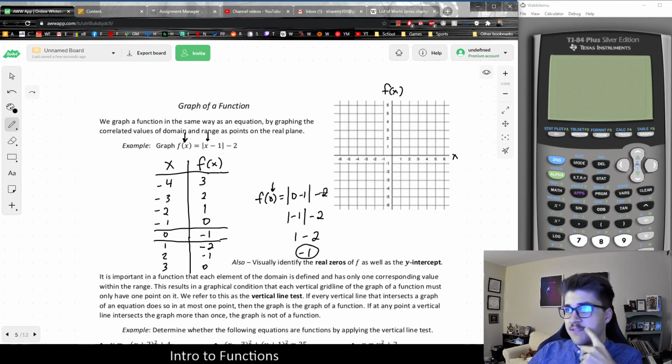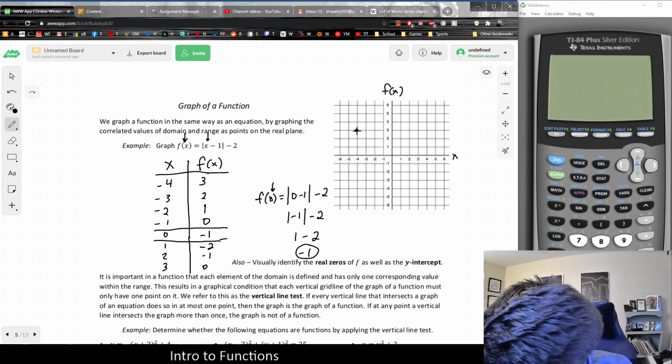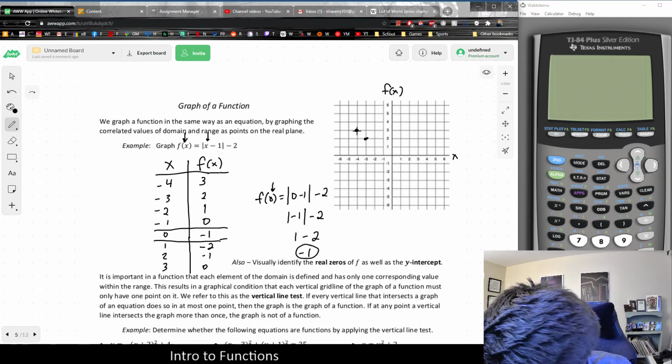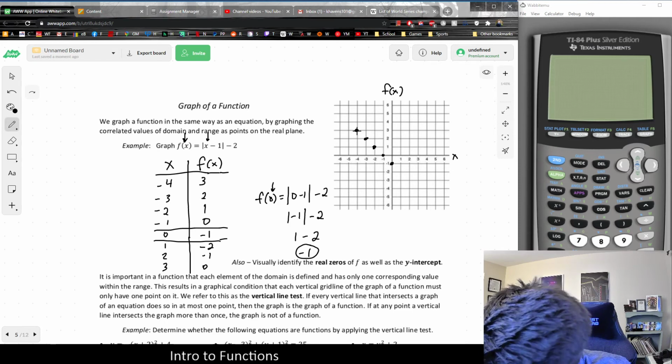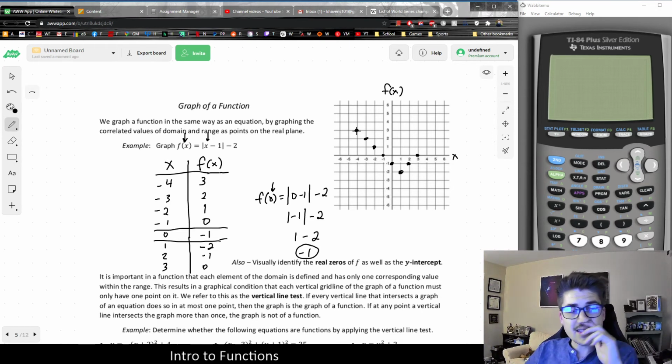So if I actually now graph these points, and remember x is to the left, negative 4, up 3 for y, but basically we're just going to graph them as normal x, y coordinate points: negative 3 comma 2, negative 2 comma 1, negative 1 comma 0, 0 comma negative 1, 1 comma negative 2, 2 comma negative 1, and 3 comma 0. I get some of the points along the absolute value function.